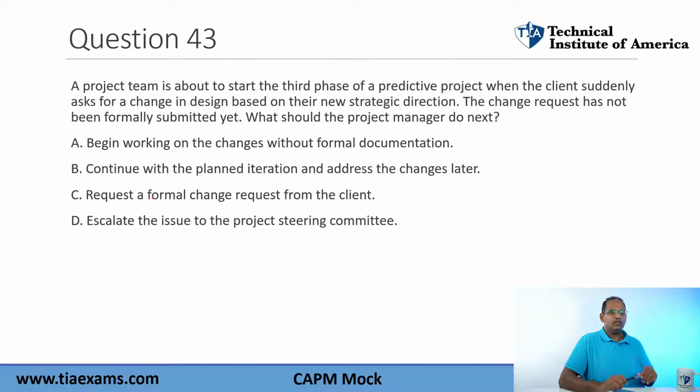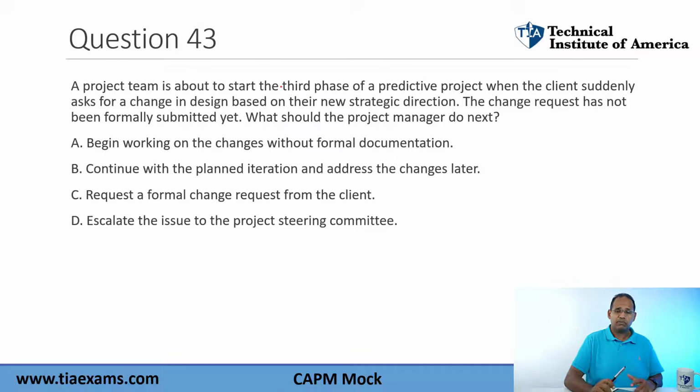Practice question 43. A project team is about to start the third phase of a predictive project when the client suddenly asks for a change in the design based on the new strategic direction. The change request has not been formally submitted yet. What should the project manager do next? Begin working on a change without formal documentation. Continue with the planned iteration and address the changes later. Request a formal change request. Escalate the issue to the project steering committee.